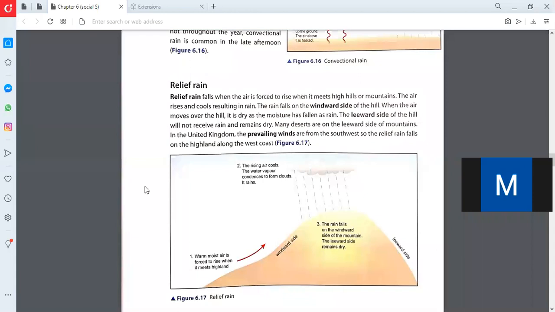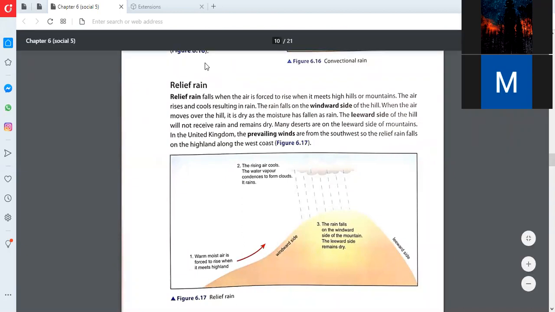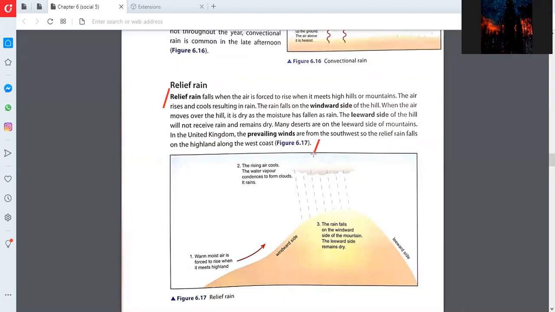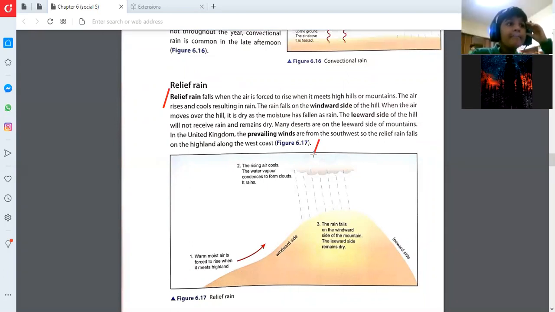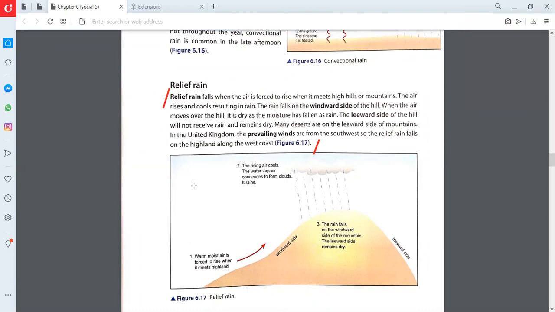Ayad Hani, can you read this one? The relief rain. Relief rain falls when the air is forced to rise when it meets high hills or mountains. The air rises and cools, resulting in rain. The rain falls on the windward side of the hill. When the air moves over the hill, it is dry as the moisture has fallen as rain. The leeward side of the hill will not receive rain and remains dry. Many deserts are on the leeward side of mountains. In the United Kingdom, the prevailing winds are from the southwest, so the relief rain falls on the highland along the west coast.